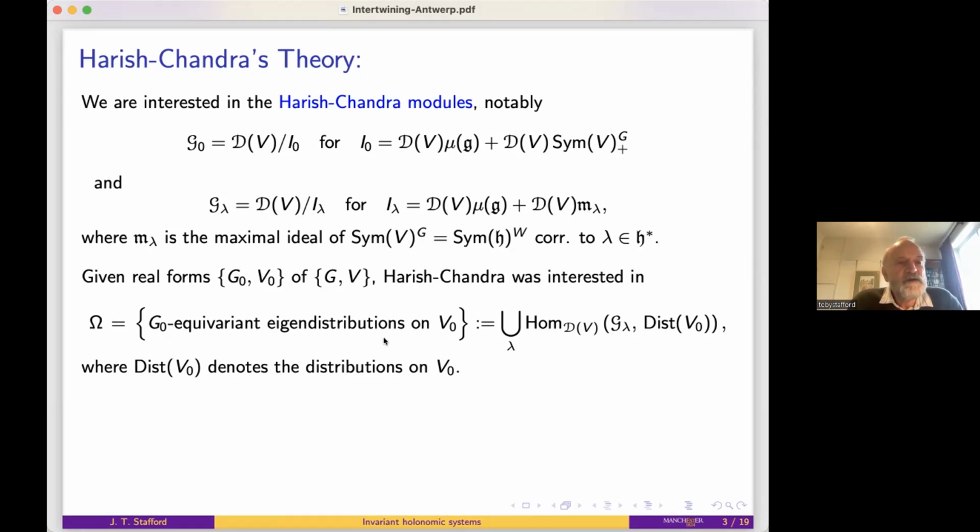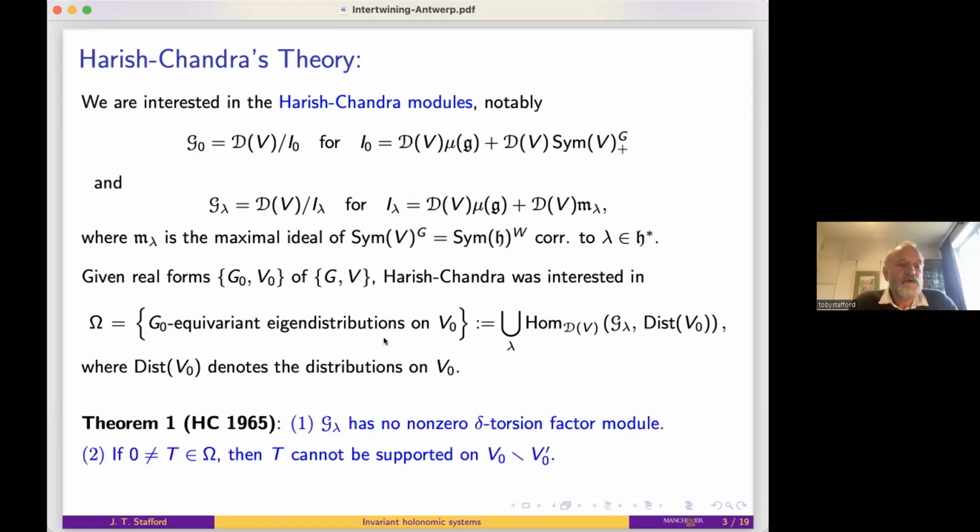And this theorem of Harish-Chandra, in this notation, goes back to 1965, and it simply states that this G_λ has no non-zero factor module which is torsion for the action of δ, the discriminant. And that in turn says that my eigendistribution cannot be supported on the singular set. Remember V_0', that's the regular part, where the discriminant is non-zero. It can't be supported on the difference. And that's pretty obvious, because if it's supported here, it's going to have to be killed by a power of δ, and that's not allowed.